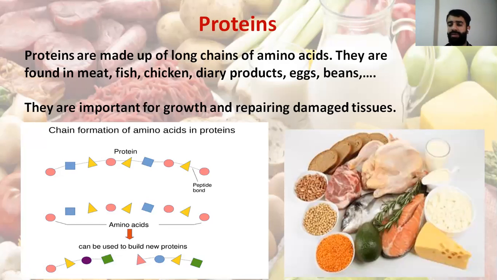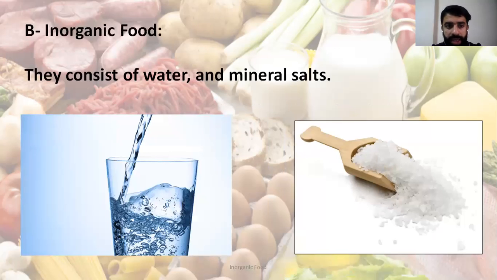Proteins are found in meat, fish, chicken, dairy products, eggs, beans, and other types of food. What are they important for? Proteins are important for growth and for repairing damaged tissues. So they have an important role in growth and repairing damaged tissues.